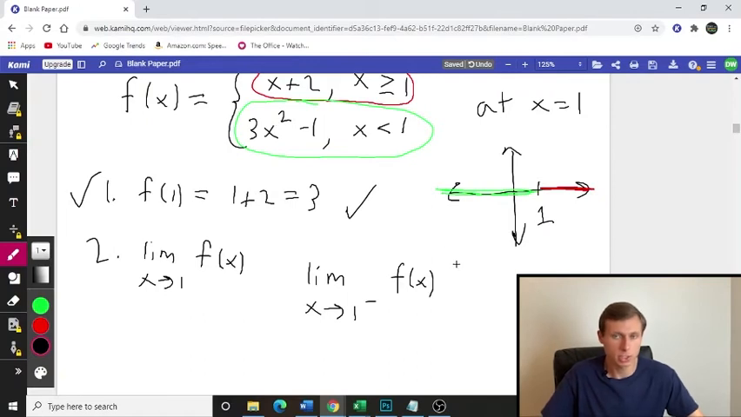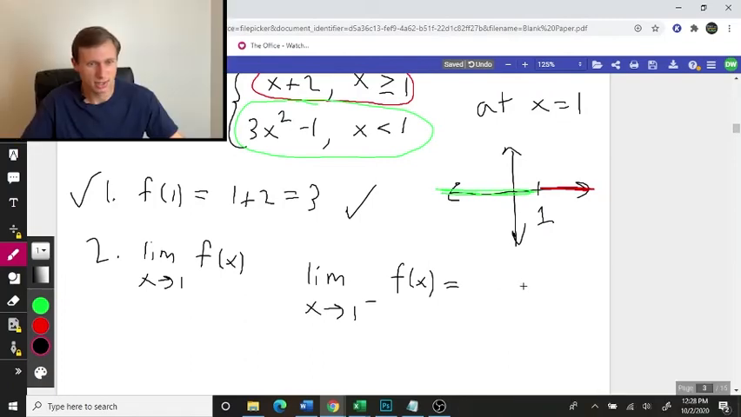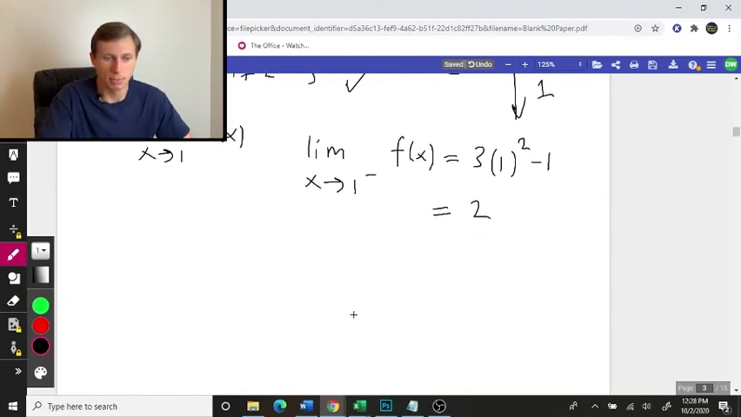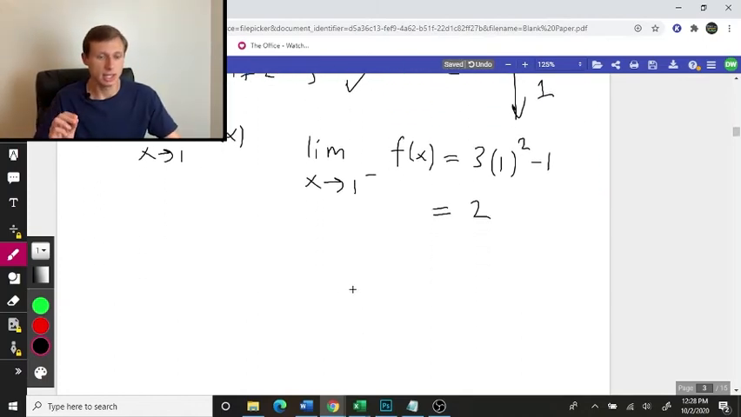Well, for the most part, we can just use direct substitution in these cases, unless there is an example where it doesn't compute. But we're good here. So we get 3 times 1 squared minus 1, which is just 2. So we have the left-hand limit, but in order for the limit to exist, the right-hand limit needs to exist, and it needs to equal 2 in this case, so it matches the left-hand limit.